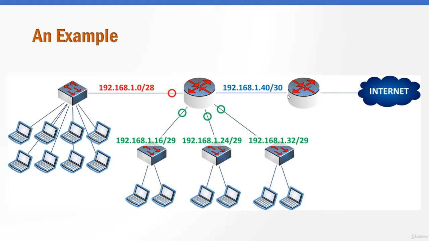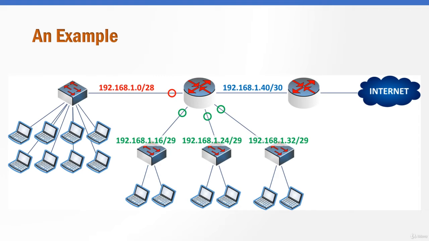And a point-to-point network between two routers only needs two usable IP addresses, one for the interface on the first router and the other one on the interface on the second router. And then we need the network ID and the broadcast IP address. And with a /30 network, that's what we get. We get exactly 4 IP addresses.